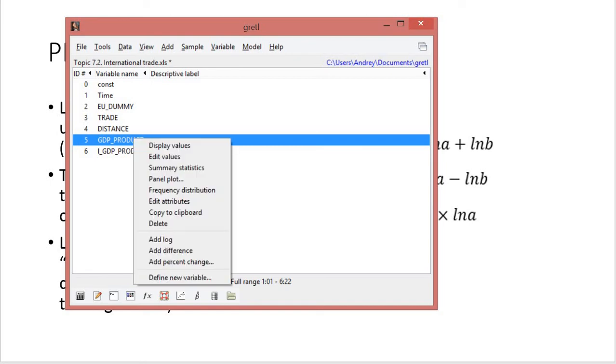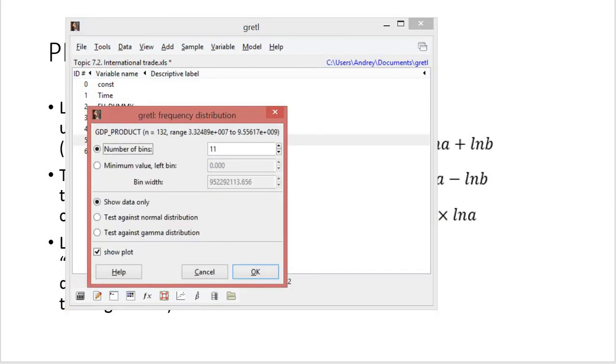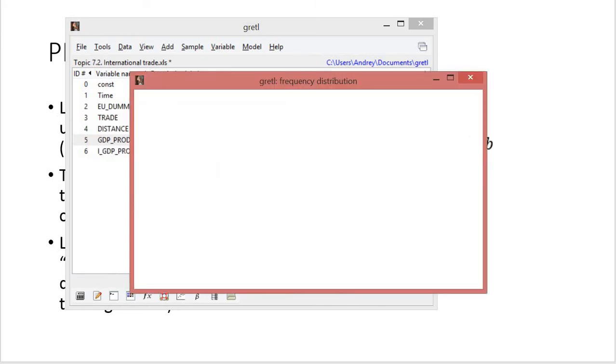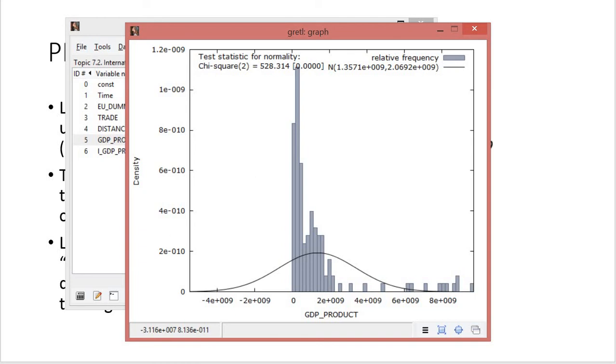Now we can analyze the frequency and normality. First I will start with the unadjusted variable. As usual, frequency distribution, test against normal distribution, and let's have 50 bins. Again, as you can see, the data is not distributed normally. This one stands for GDP, for the product of GDPs of Poland and trading partners in different years. In the next video, I will explain every variable in this dataset, but at this point, I just want to demonstrate how taking the natural log can help to fix non-normal distribution.